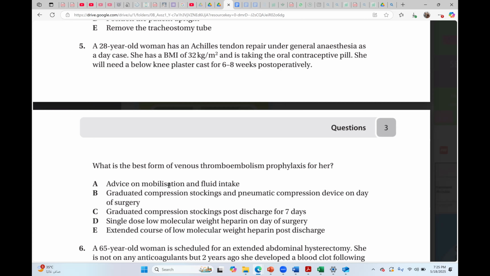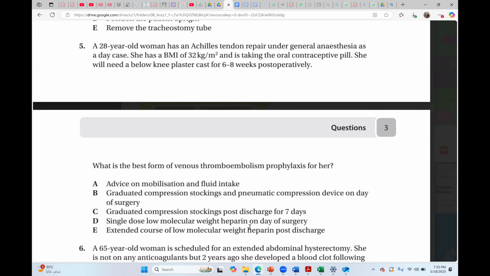Okay. Then graduated compression stockings and pneumatic compression device on day of surgery. During the surgery, this may be placed, if the surgery is too much prolonged. And then graduated compression stockings may also be needed. And single dose low molecular weight heparin on day of surgery, if we have placed an epidural, then accordingly 1 to 2 hours after the placement of the epidural catheter we can give heparin. Okay.